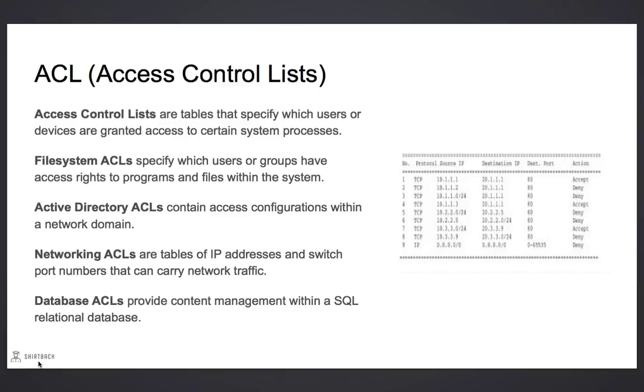Active Directory will contain all access configurations within a specific network domain. Networking ACLs are the tables of IP addresses and switch port numbers that carry network traffic. Database ACLs provide management within SQL relational databases.